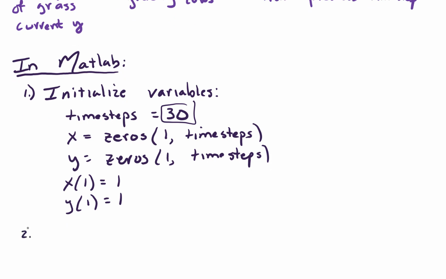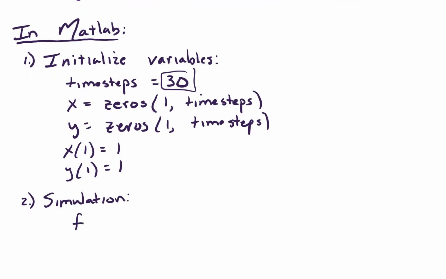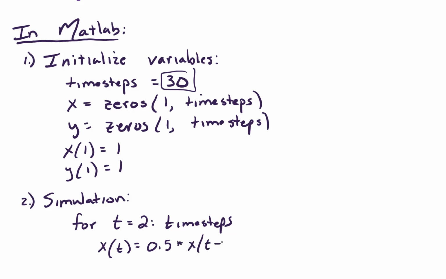And then we can run the simulation. So we'll have some sort of for loop here. Now, we've already decided what's going to be going on for time equals 1, so we just need to figure out time equals 2 and beyond. So for t equals 2 up to the number of time steps, we'll code in our model. So x sub t will equal 0.5 times x of t minus 1 plus y of t minus 1.